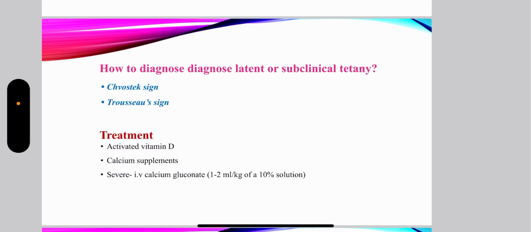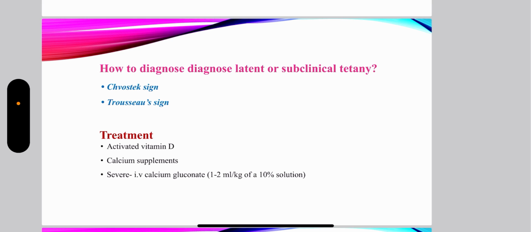There are two signs to diagnose latent or subclinical tetany. The first sign is Chvostek's sign, the next is Trousseau's sign. What do the signs mean? Chvostek's sign: on tapping at the angle of the jaw over the facial muscle, ipsilateral facial muscle contraction is observed. So on the same side, there will be contraction of the facial muscles on the side we are tapping. That means there is an abnormal reaction to stimulation of the facial nerve, and that is a sign of hyperexcitability of the nerve in hypocalcemia that we talked about in the causes.